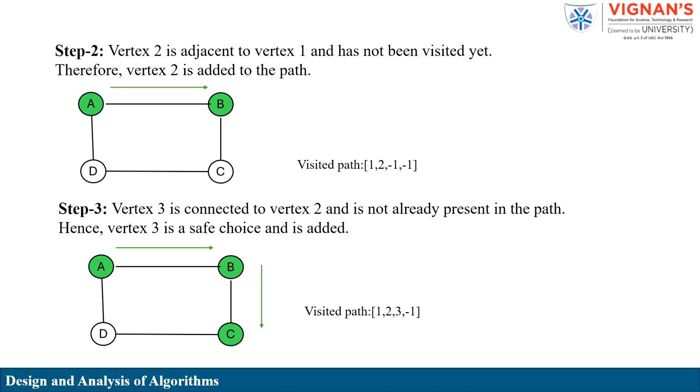Vertices A, B, and C are now marked as visited, as shown in green. The arrow indicates movement from vertex B down to vertex C. At this point, the visited path becomes 1, 2, 3, -1, indicating that 3 vertices have been successfully included in the path, with only one vertex remaining to be visited.